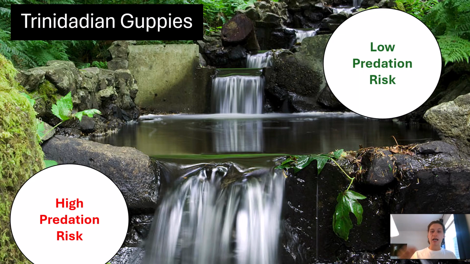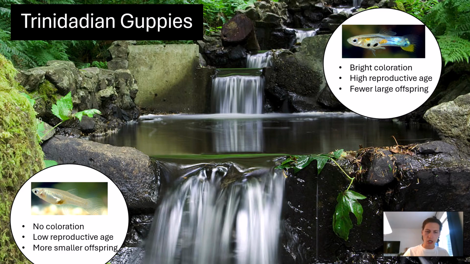Higher up in the waterfall, there are fewer predators, whereas as you get closer and closer to the bottom, there are more and more predators. At the very, very bottom, where there are no more waterfalls, is where the highest predation risk exists. And so this has led to differences in the population. Even though they're very similar species, they are very different in the way that they look.